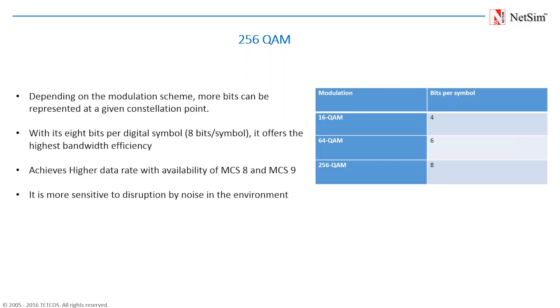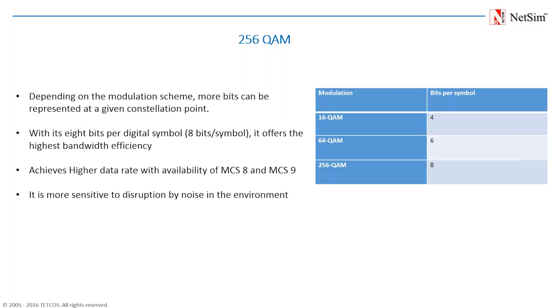Because 256 QAM packs more information into a waveform, it requires more sensitive equipment to detect phases and amplitudes. And therefore, some of the constraints of 256 QAM are that 256 QAM is more sensitive to disruption by noise in the environment. This means you will need a clearer signal between the client and the access point. And in practice, you need line of sight access between the AP and the client with a maximum range of about 20 feet to get the benefits of 256 QAM.